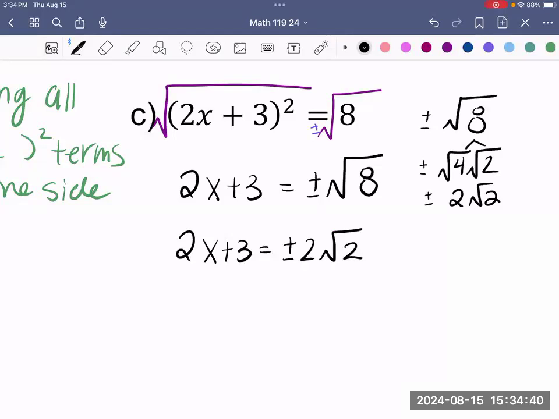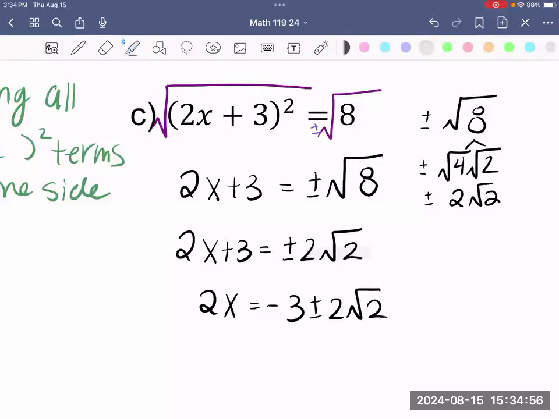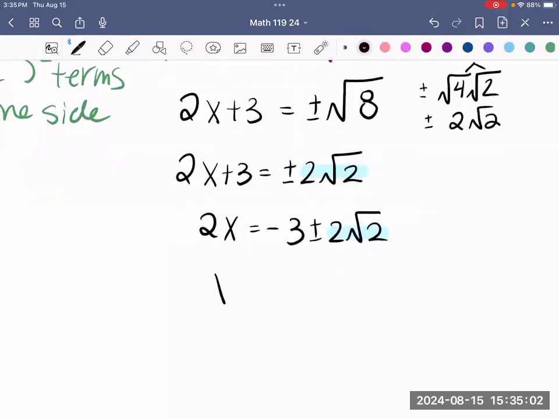And now we can start to solve for your x. So bringing over your 3. Negative 3 plus or minus 2 root 2. Again, we cannot add and subtract 2 and 3 because 2 root 2 is a number. So these have to be glued together. So they're glued together. Then we can go ahead and divide by 2.